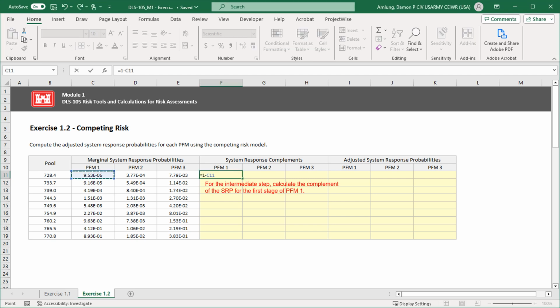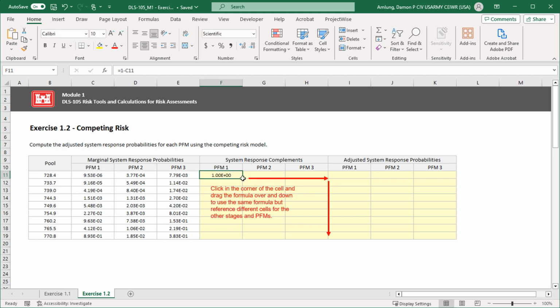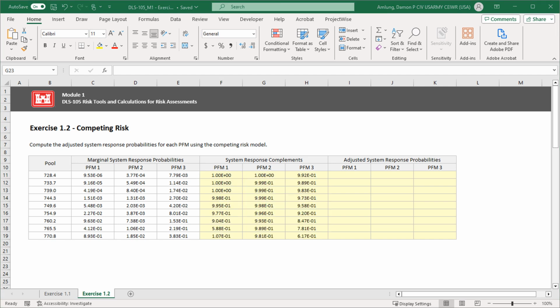First, we will calculate the complement for each marginal probability by taking 1 minus the probability. We take 1 minus cell C11. Next, we click the corner of the cell and drag the formula over and down to fill out all the complements. Having the complements will come in handy in the next step when we calculate the adjusted probabilities.